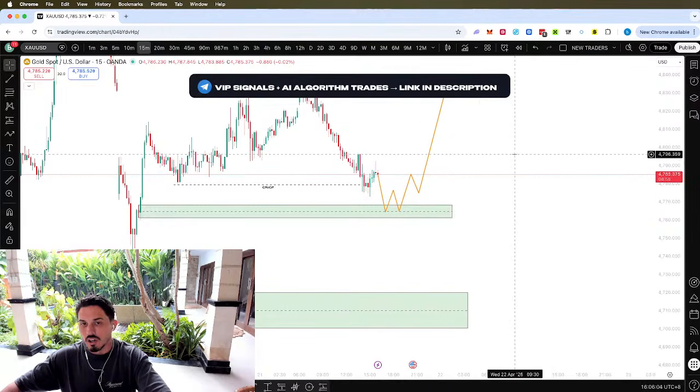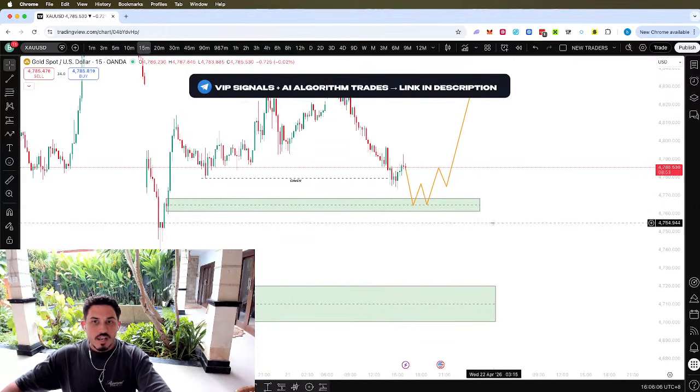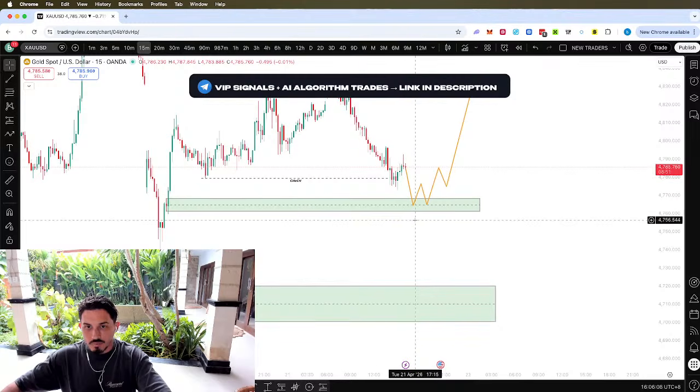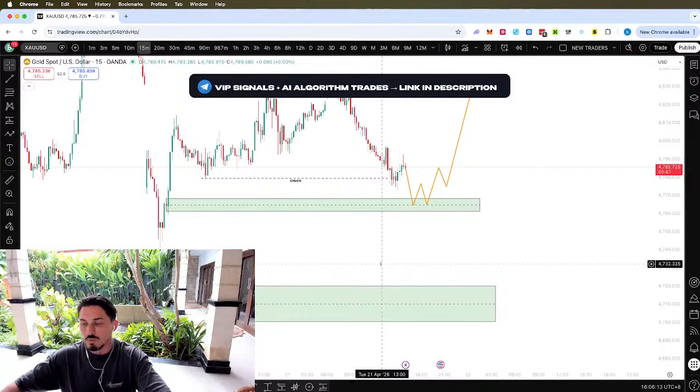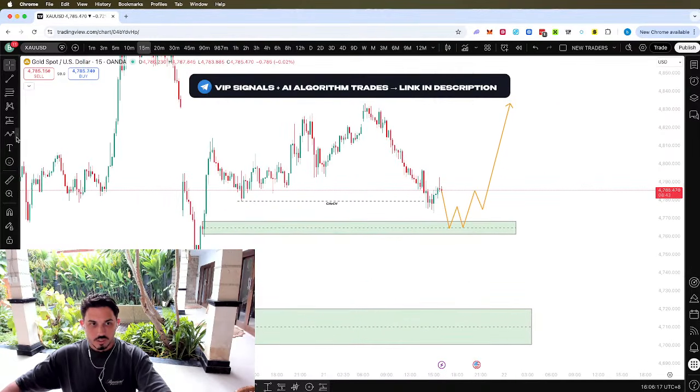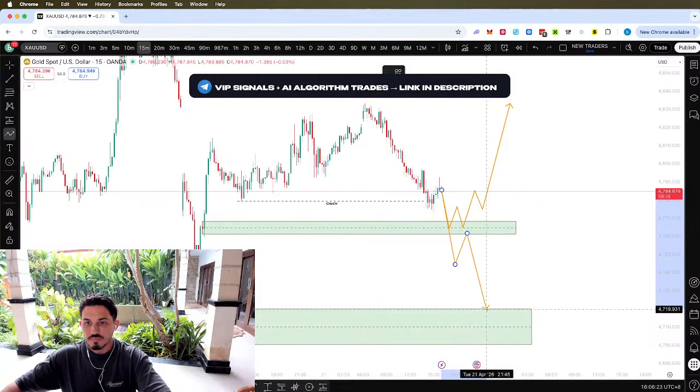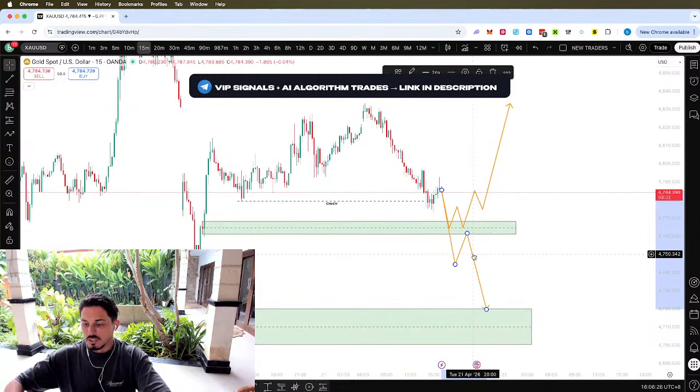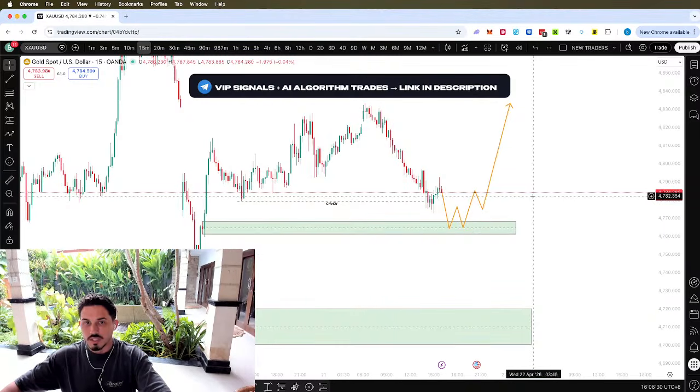Now that's scenario A. If price just breaks down, breaks below this, completely invalidates this trade, then our next buy zone will be down here. Very simple. So we've got two scenarios. If price opens up and comes straight down, closes below that, we're going to rather look for more buys over here. Okay? So two scenarios. Don't jump in on this one until I give you confirmation.